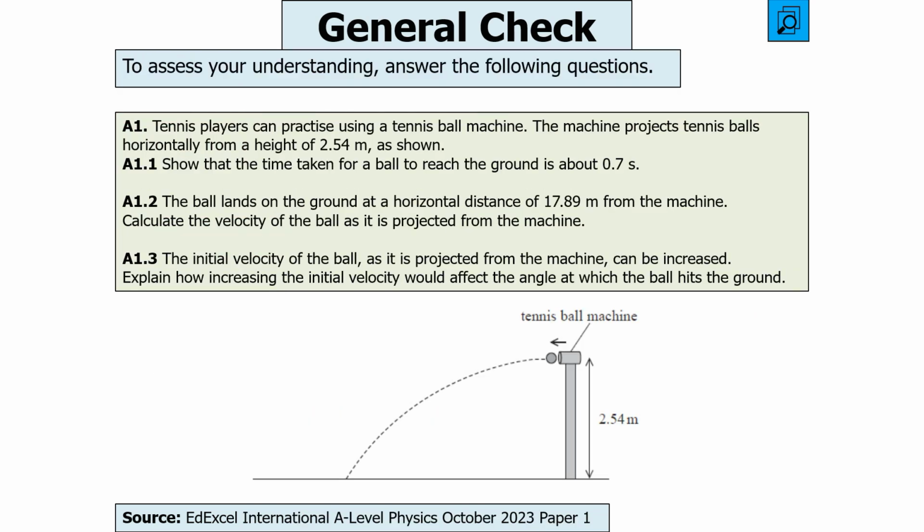The next question says, tennis players can practice using a tennis ball machine. The machine projects tennis balls horizontally from a height of 2.54 meters as shown. Firstly, show that the time taken for the ball to reach the ground is about 0.7 seconds. Secondly, the ball lands on the ground at a horizontal distance of 17.89 meters from the machine. Calculate the velocity of the ball as it is projected from the machine. Then, the initial velocity of the ball as it is projected from the machine can be increased.